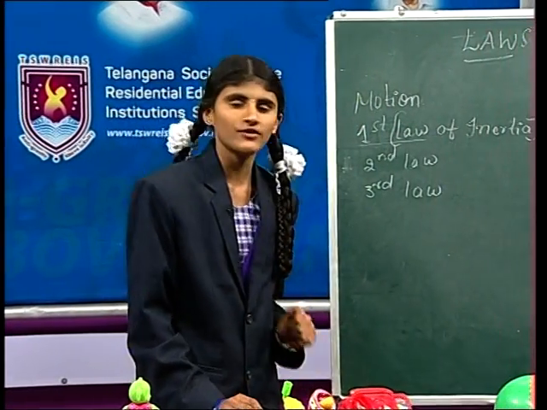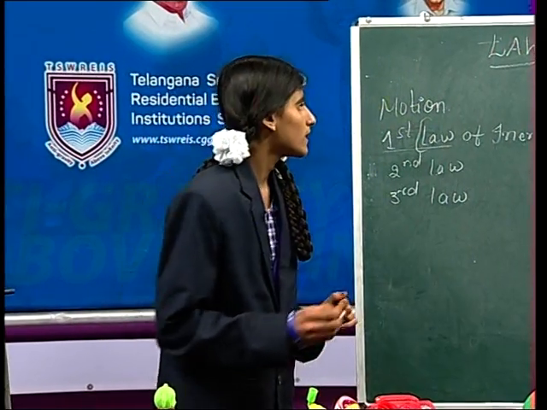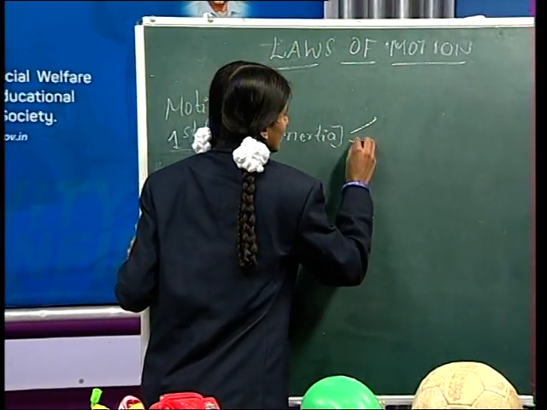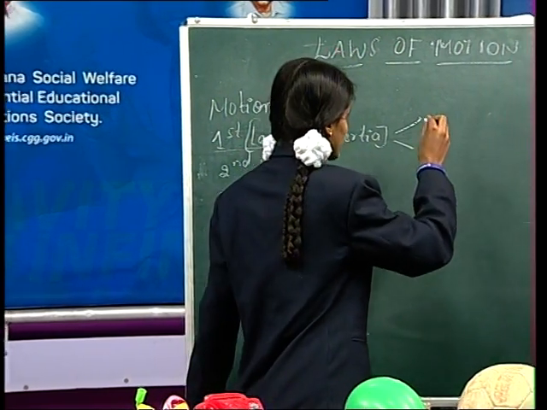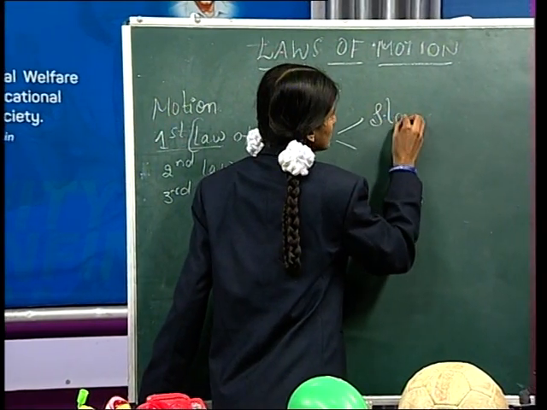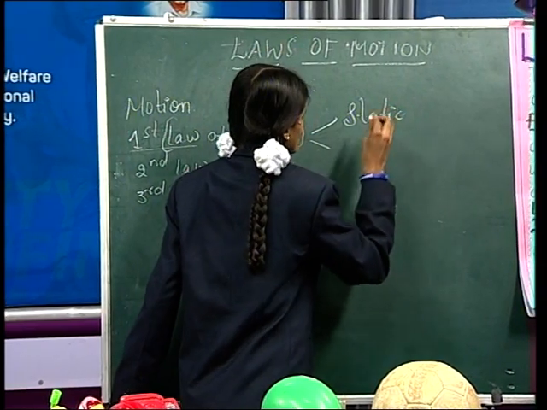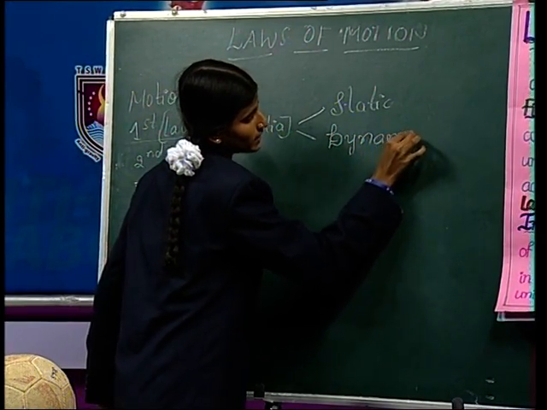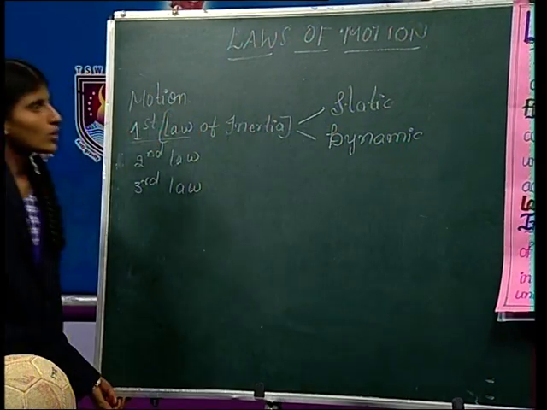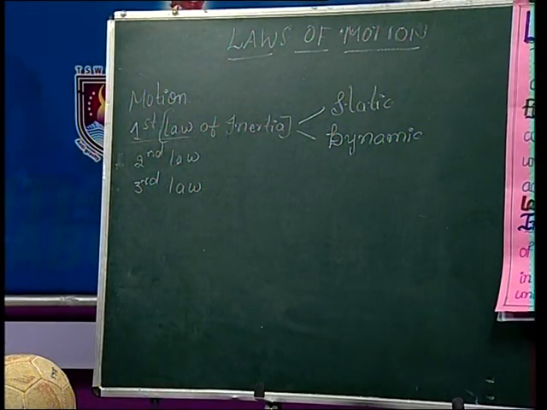Okay, friends, see here. Do you know how many types of inertia there are? Okay, let me tell you. There are two types of inertia. The first one is static inertia and the second one is dynamic inertia.